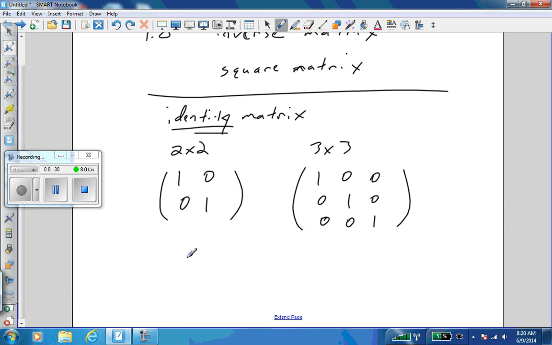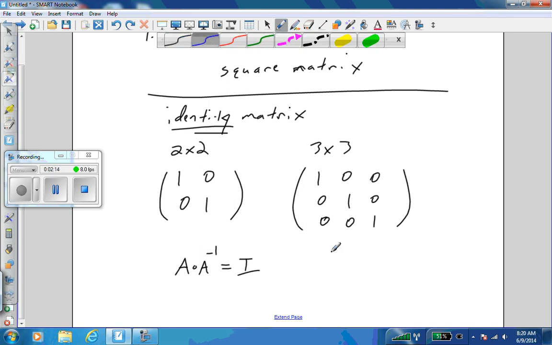So anytime we have ones down the diagonal, zeros everywhere else, that's called an identity matrix. When we say that two matrices are inverses of each other, we mean that if we multiply those matrices together, we get the identity matrix. Basically, they undo each other. If you think back to functions, when we take the composition of functions, they undo each other. Well, this is similar to that idea, except for matrices. If we take the product of inverses, then in a sense they cancel each other out and give us this identity matrix.